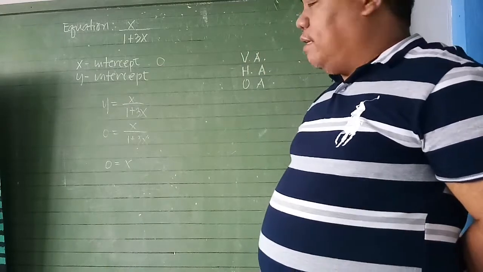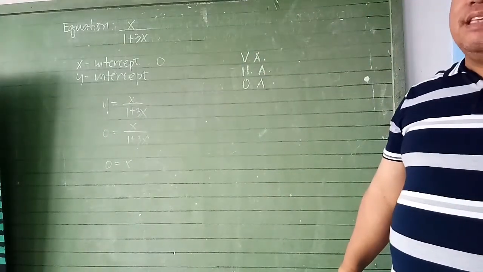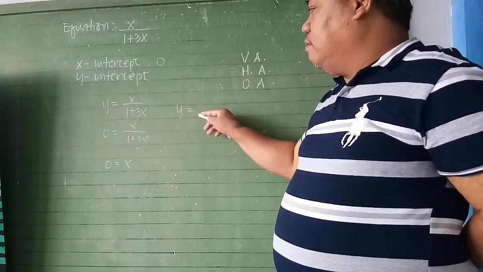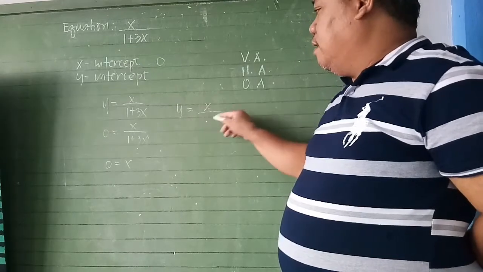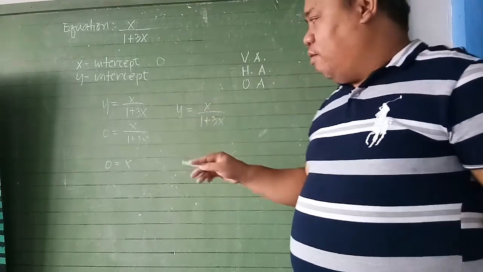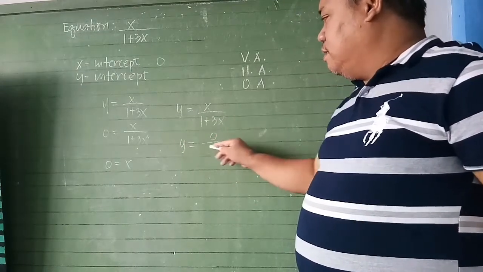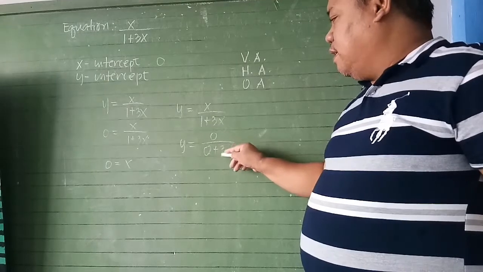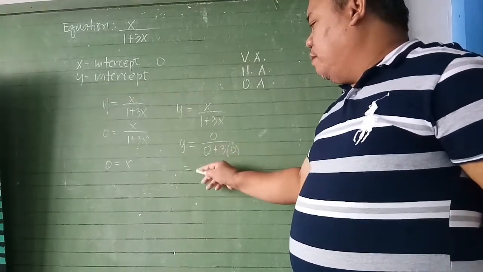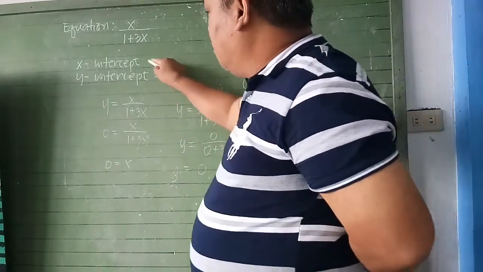Now, what about the y-intercept? To solve for the y-intercept, set x equal to 0. So this is y is equal to x over 1 plus 3x. So we set all x to 0. So y is equal to 0 over 0 plus 3 times 0, so automatically, all of them are 0. So y is equal to 0.